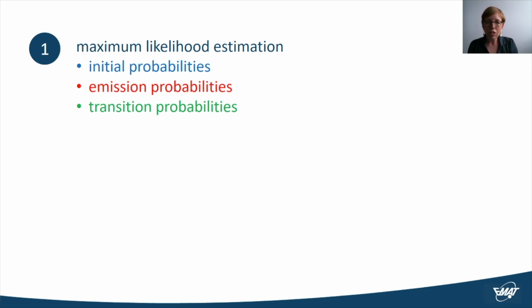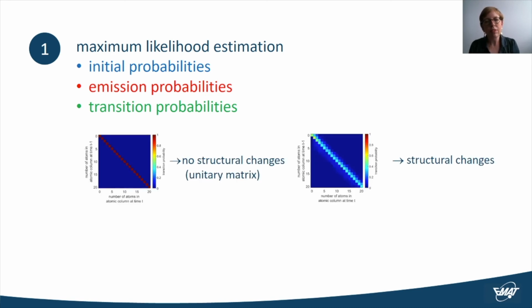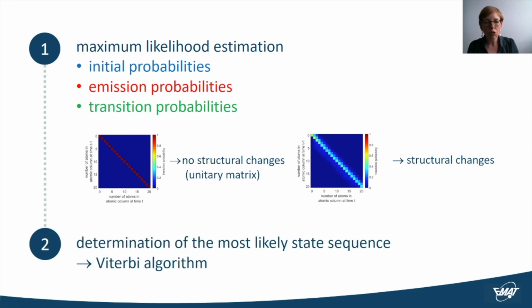Now, the transition probabilities can be represented in the form of a matrix, with on the x-axis the number of atoms in a column at a specific time, and on the y-axis the number of atoms in the previous time frame. Now, a unitary matrix therefore implies no structural changes, whereas the presence of off-diagonal elements indicates that the structure changes over time. Once the parameters of the model are estimated, the so-called Viterbi algorithm is used to indicate the most likely state sequence.